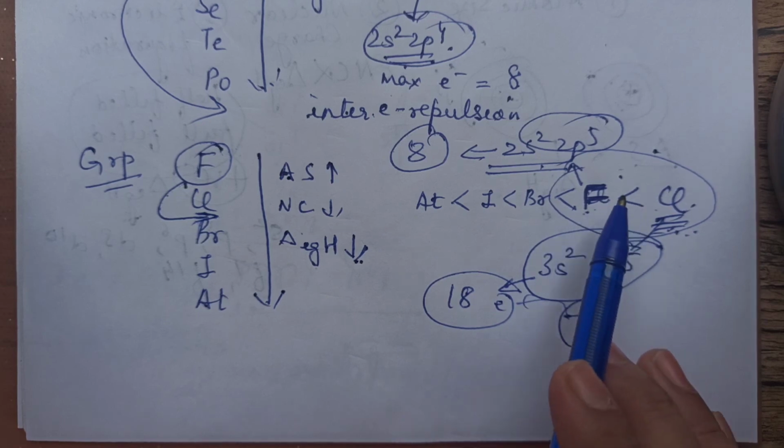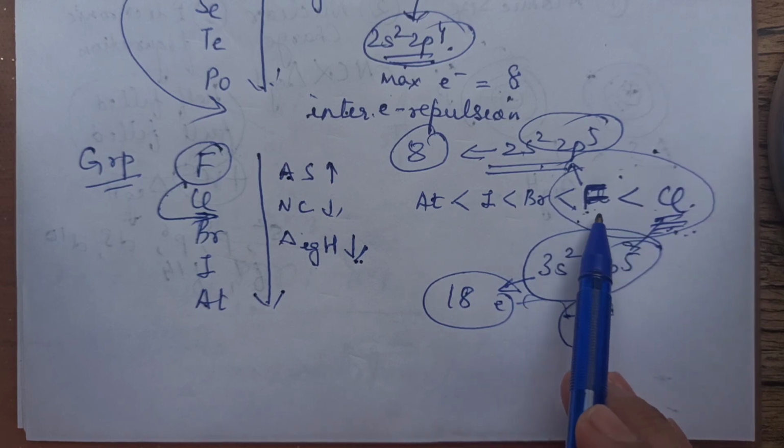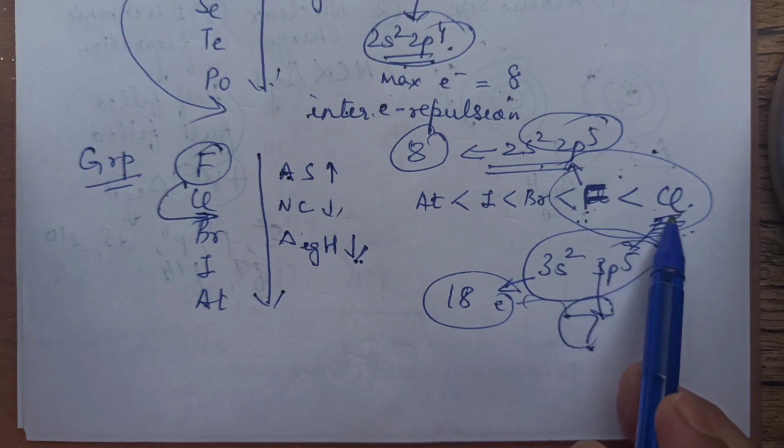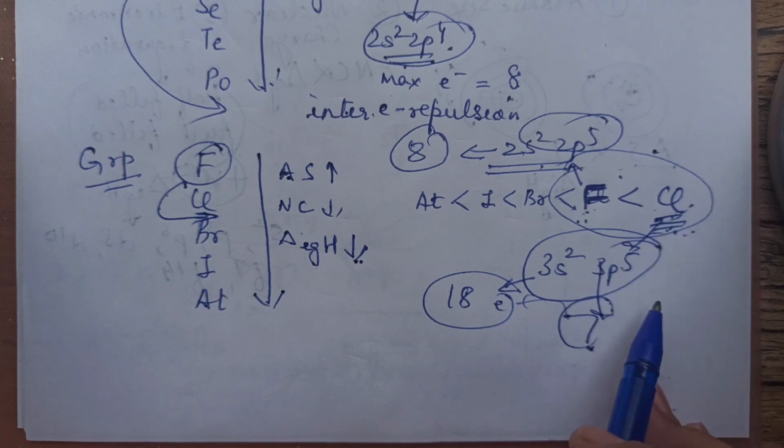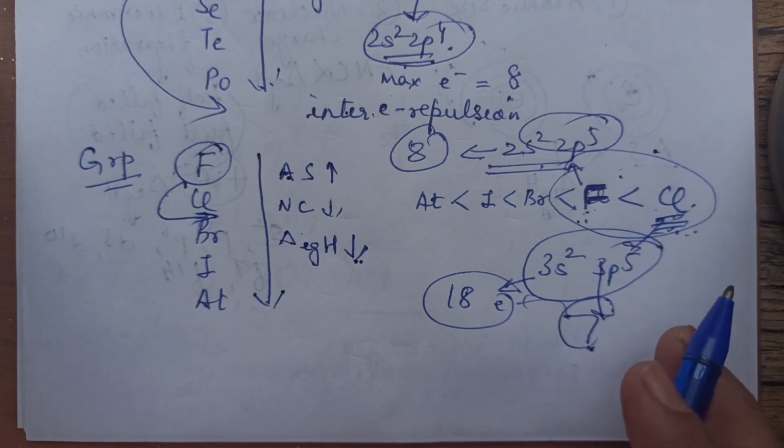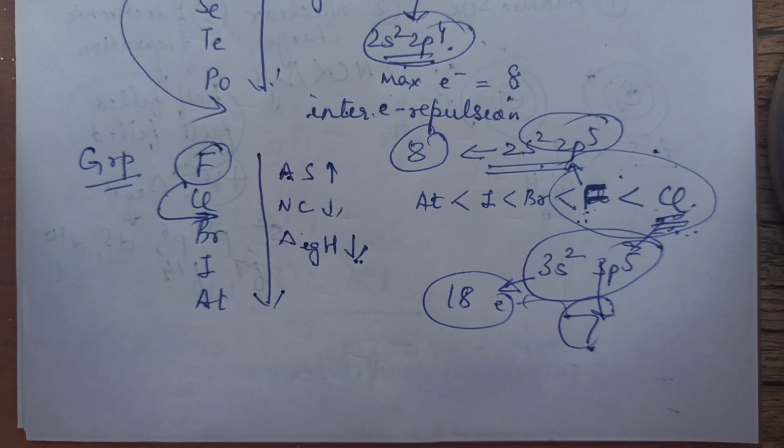So I'll repeat the question. The question was, although F is smaller in size than Cl, Cl has more electron gain enthalpy. The reason is inter-electronic repulsion. Got it? I hope you have followed this electron gain enthalpy concept.